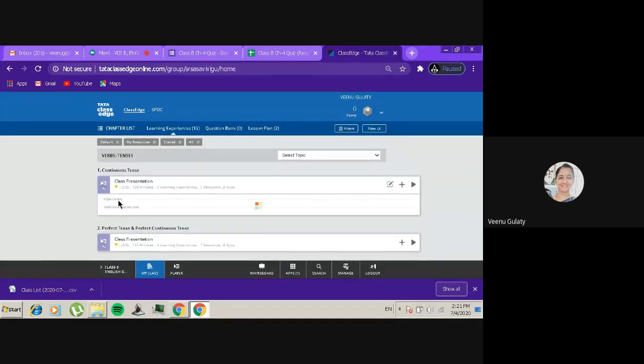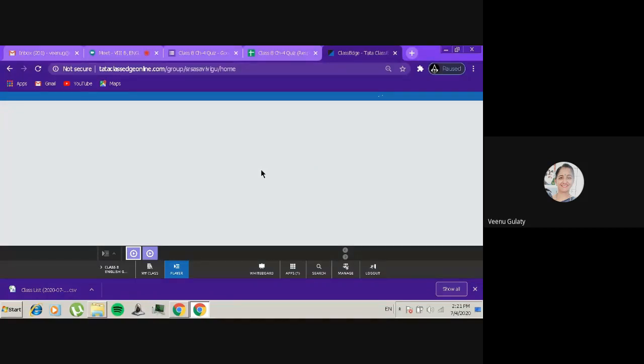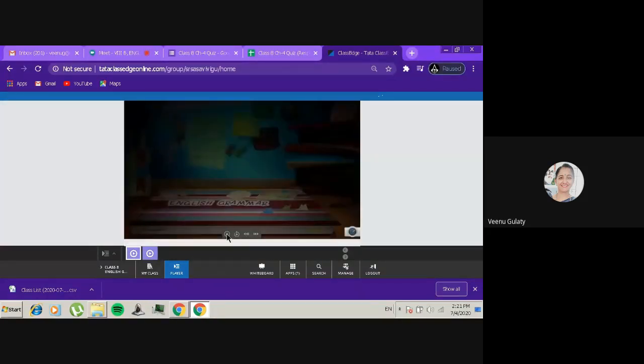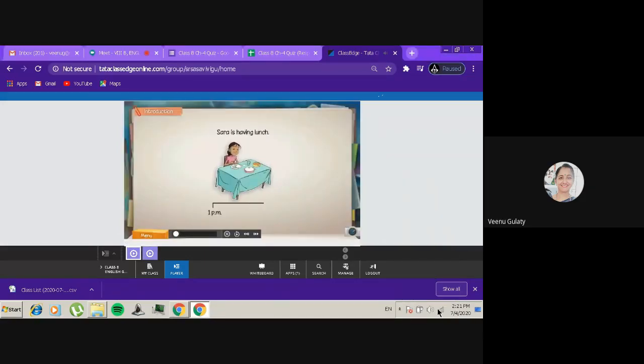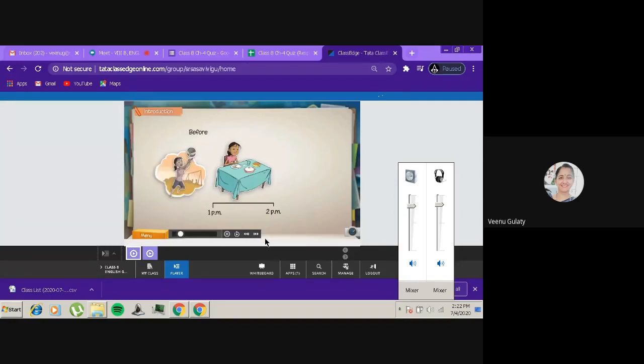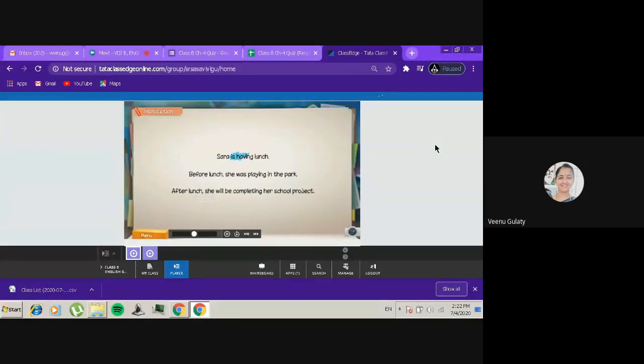Okay, we'll start with the verbs today. Having lunch. Before lunch, she was playing in the park. After lunch, she will be completing her school project. Notice that each sentence describes an action that is not yet completed at a particular time. To show that an action is not yet over at a given point in time, you use continuous tenses. Continuous tenses have present, past, and future forms. Let's learn more about continuous tenses.